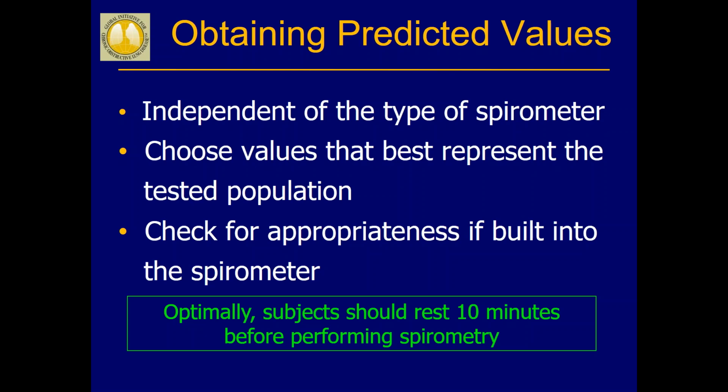Check for appropriateness if it's built into the spirometer. I think for the sites that we're talking about, everybody should be okay with NHANES. For a place that may have a lot of refugees or more diverse populations, then a different database may have to be used.